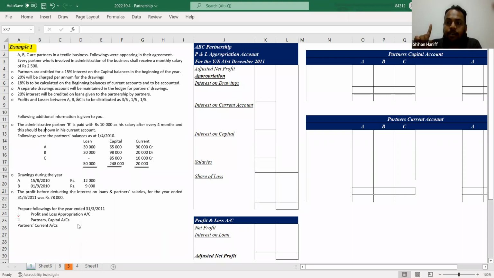So as I said, the first thing we need to understand is profit and loss appropriation account, partners capital account, partners current account. So from this, we will prepare all these accounts. Right? This covers the entire process of preparing appropriation account, current account, and capital account. So this is the format for appropriation account. ABC partnership, profit and loss appropriation account for the year ended 31st December 2011. Okay, let's read the question. A, B, C are partners in a textiles business.